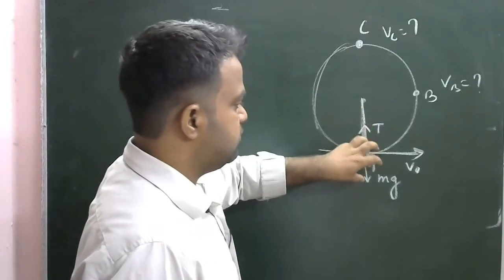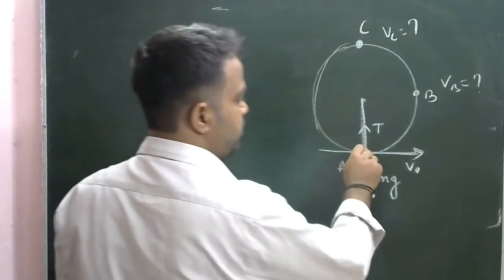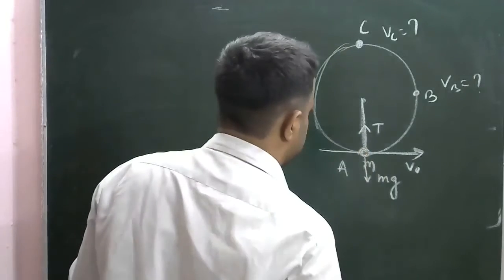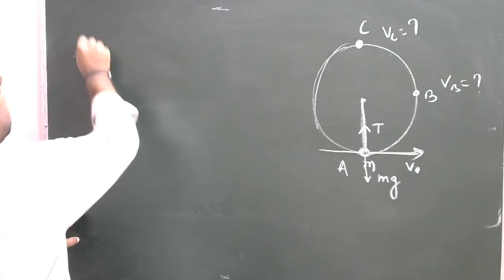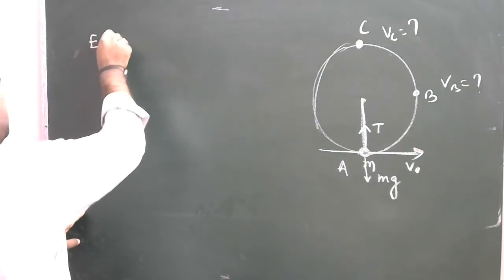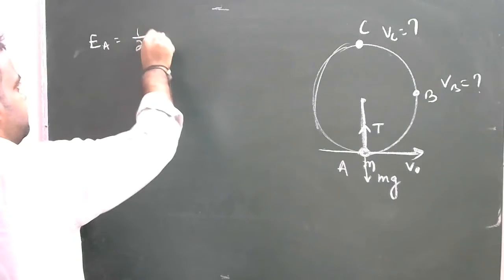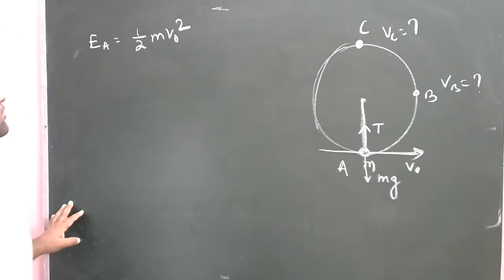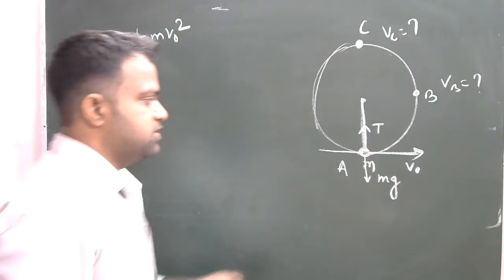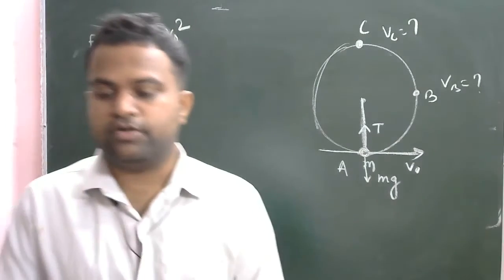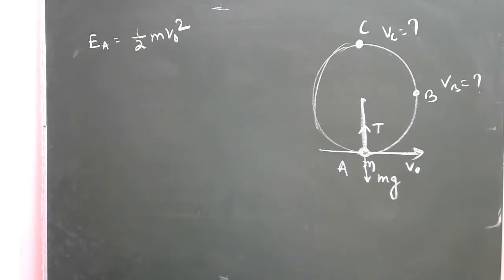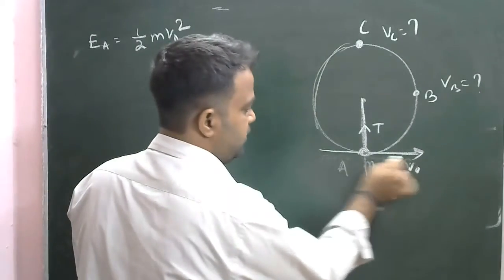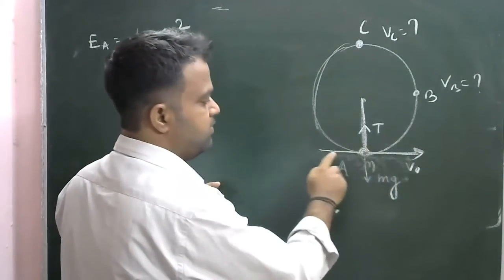So first we'll calculate the energy. What is the kinetic energy of this one at position A? So energy at A is half mv0 square, isn't it? This is your kinetic energy. Is there any potential energy? No, it's nearly at the position of the ground, just a little bit above the ground.